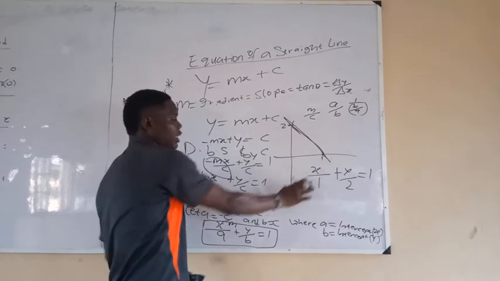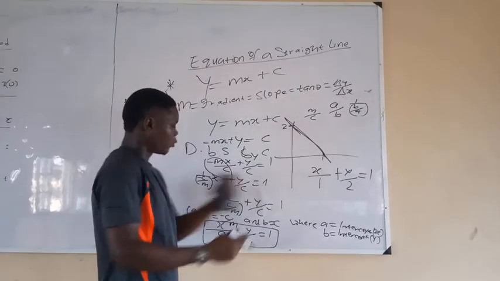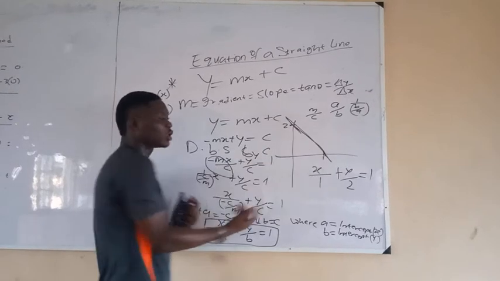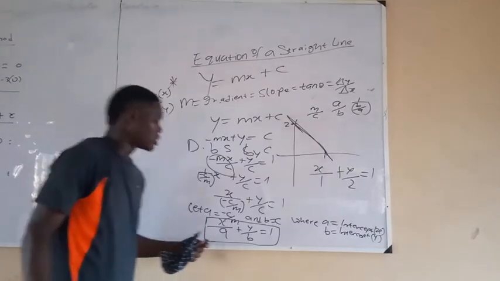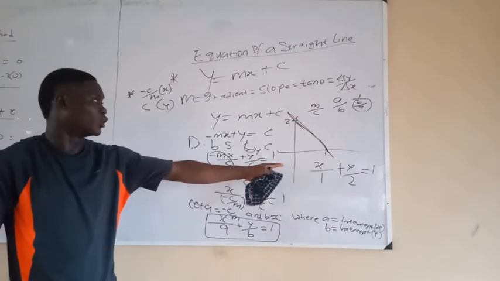Although there are other ways we can get the equation of this line, for this method, we already know the intercepts. Instead of stressing ourselves, we can easily get the intercepts on the x and y-axis and solve for the equation of the line.